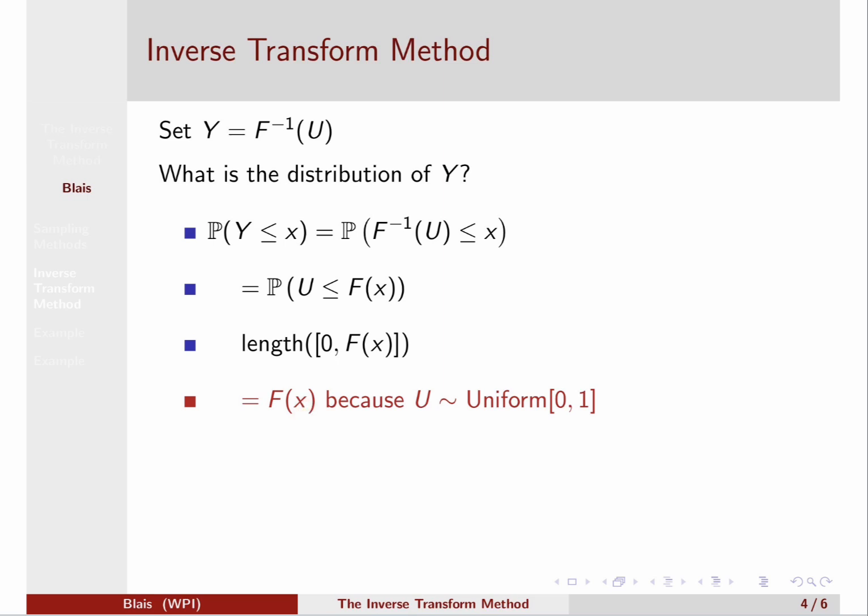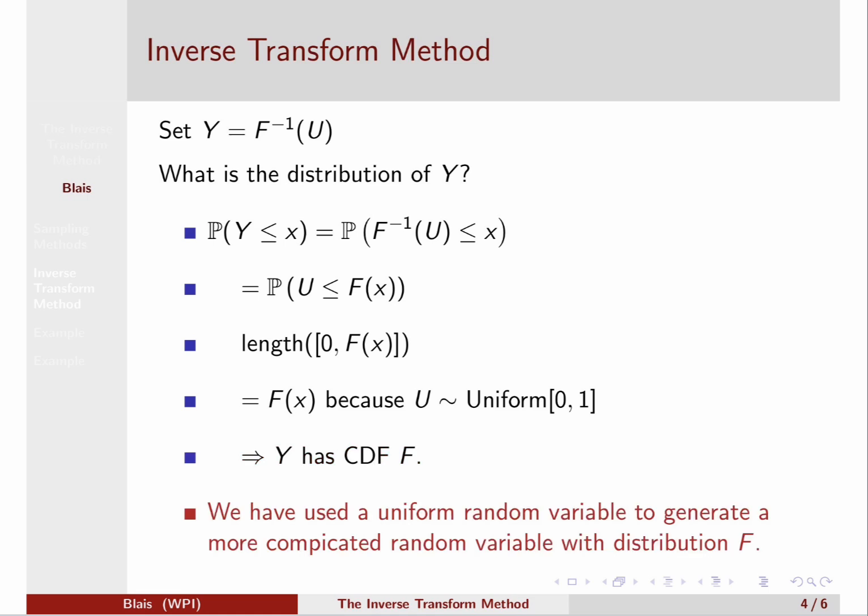Well, if the probability that Y, our new random variable, is less than or equal to value X is equal to F of X, that means by definition this F is the cumulative distribution function of Y. So Y has that distribution that we wanted. Y is a new random variable with CDF F.